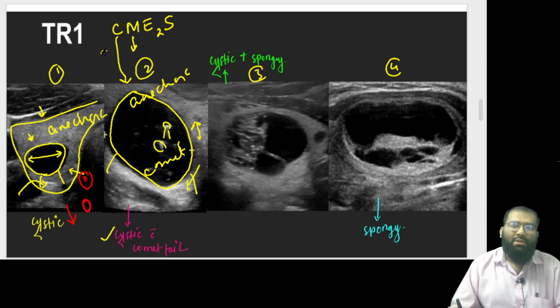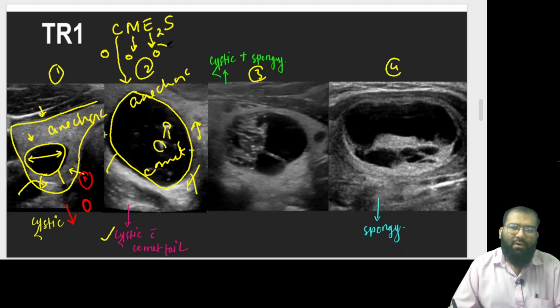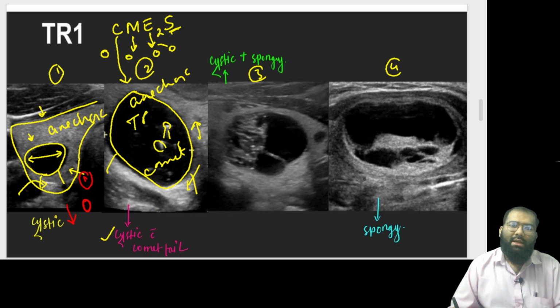Well defined. So cystic gets 0 points, margin well defined 0 points, echogenicity anechoic 0 points, echogenic foci, yes, there are comet artifacts. So again I take you back to the table. If there are comet artifacts, again you give it 0 points, correct? So we'll assign 0 points for echogenic artifacts. And what about shape? Again, the shape is wider than taller, but most importantly, do you remember that in the shortcuts, if it is cystic or spongiform, you stop assigning? TR1. Finished. So this is cystic, so this is TR1.